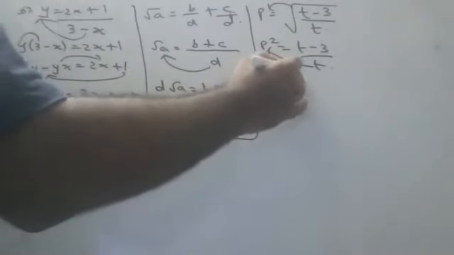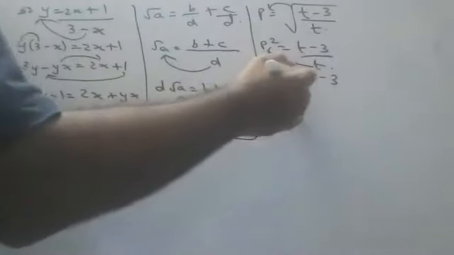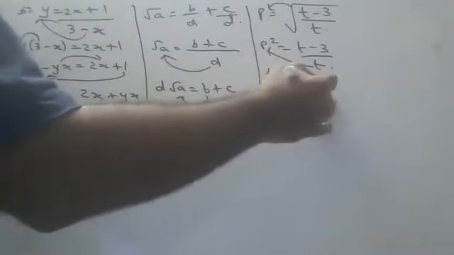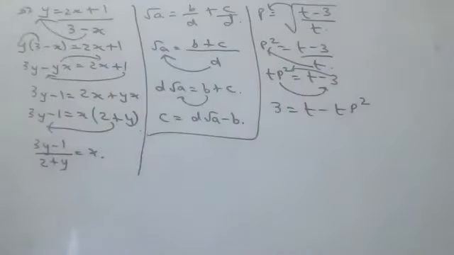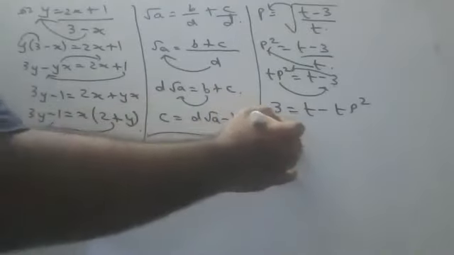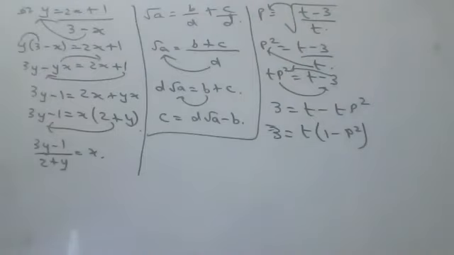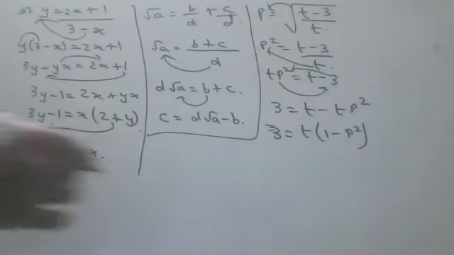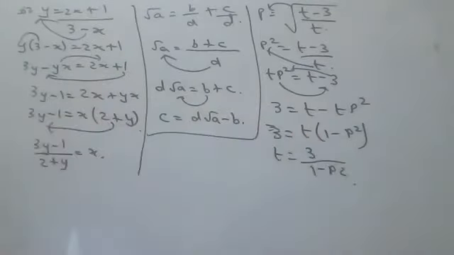T P square is equal to T minus 3. Bring all T's onto one side. So T minus T P square is equal to minus 3. Take T common: T into 1 minus P square is equal to minus 3. So T is equal to 3 by 1 minus P square. That's fantastic.